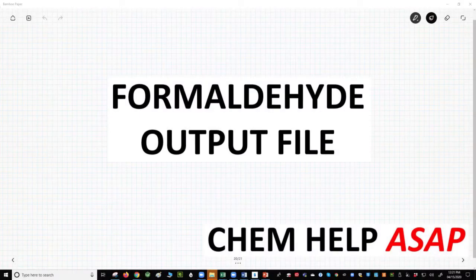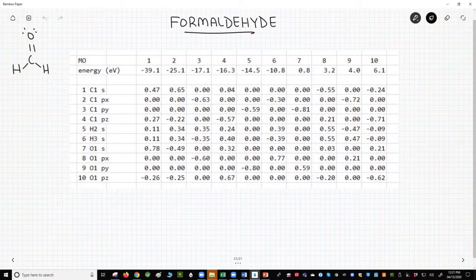Let's look at one last output file to finish our playlist on MO theory. In the upper left is formaldehyde, and the MO output file fills the screen. The carbon, oxygen, and 2 hydrogens in formaldehyde have a total of 10 valence atomic orbitals. So the molecule has 10 molecular orbitals. They correspond to the 10 columns in the output file.